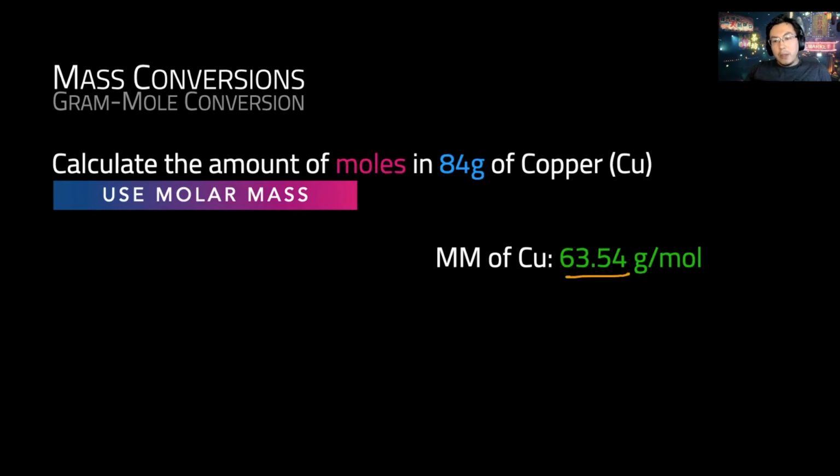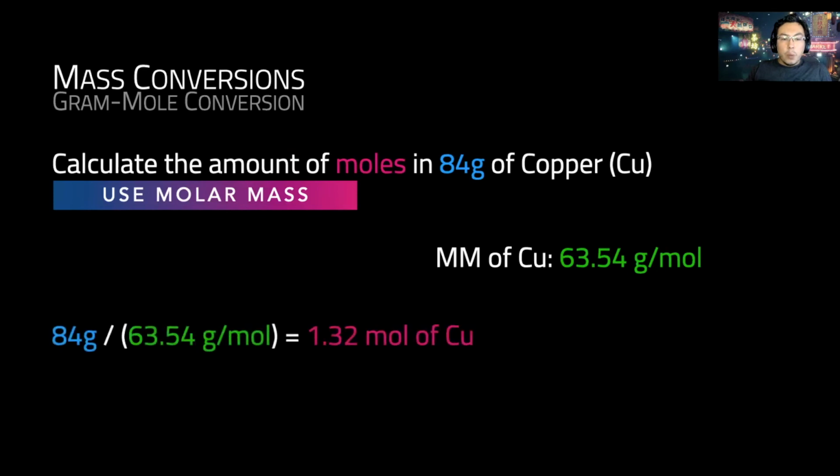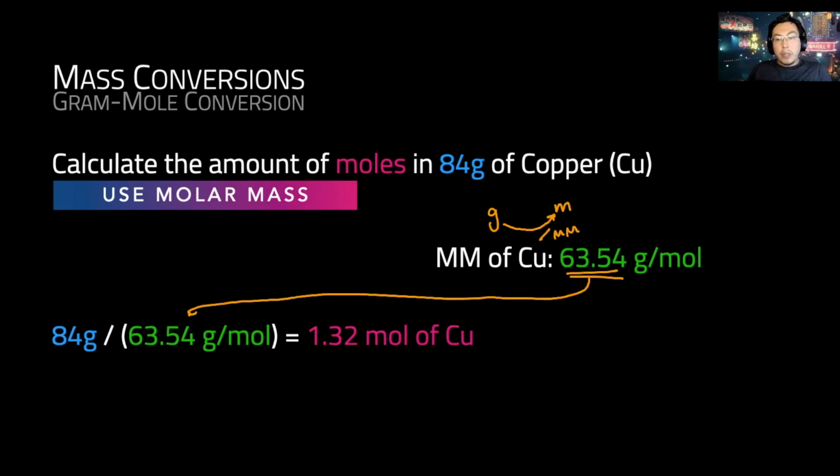So we can actually use 64, right? For these problems and these examples, I'm using the exact number, so it's easier to relate the number from the periodic table. But in your exercises, you need to actually use the number that is rounded up, right? So what are we gonna do? If we're going from grams to moles, we're going to divide by the molar mass. The molar mass of copper is, in this case, 63.54. So we're gonna put it in here.